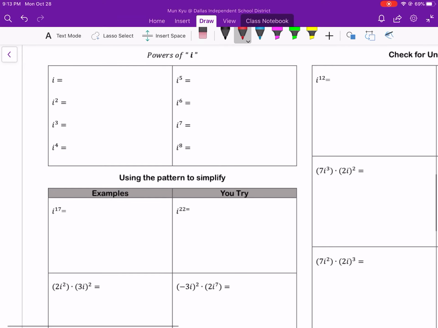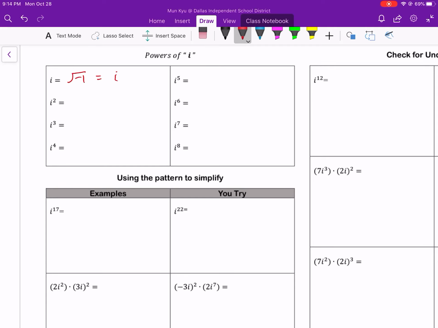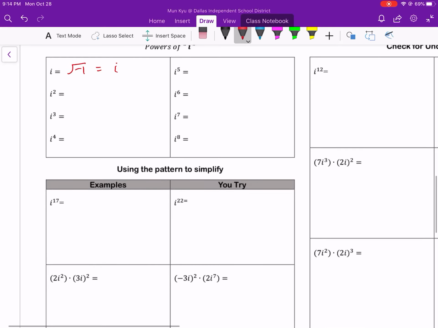And here, let's go over powers of i. That actually should be the main lesson. Here, i is equal to, again, the square root of negative 1, which is just i. Because mathematicians are lazy, we do not want to write the square root of negative 1 every single time. i squared is the square root of negative 1 squared, which is the square root of negative 1 times the square root of negative 1, which will give you negative 1.